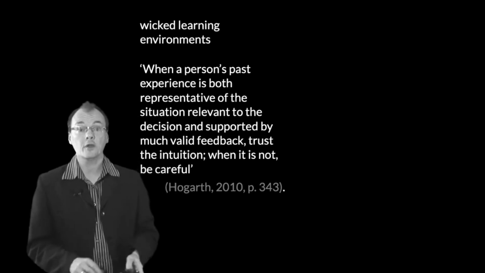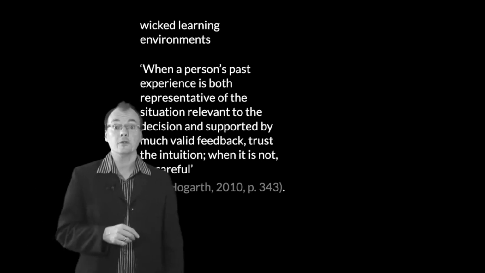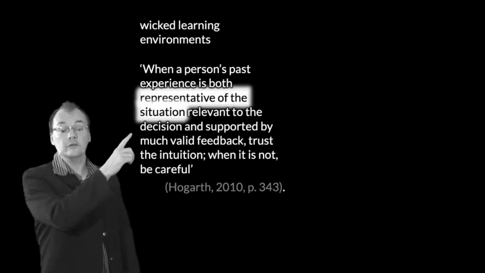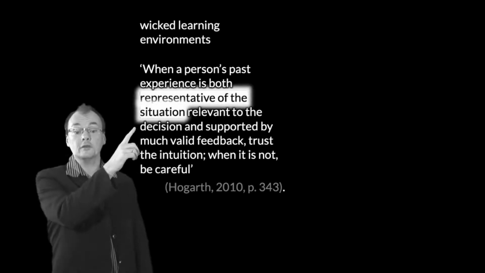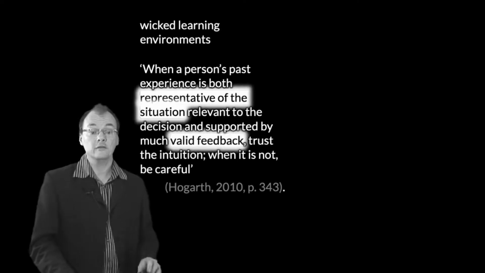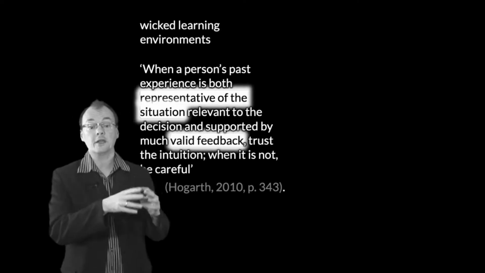Some of that comes from Hogarth's research on what he calls wicked learning environments. And the general rule of thumb here is that we've got to meet two criteria to rely on the fast processes. First of all, your experience should be representative of the situation that your judgment applies to, and it should also allow you to have valid feedback. Now, earlier we thought about this in terms of moral scenarios. Suppose we think about it now more generally.